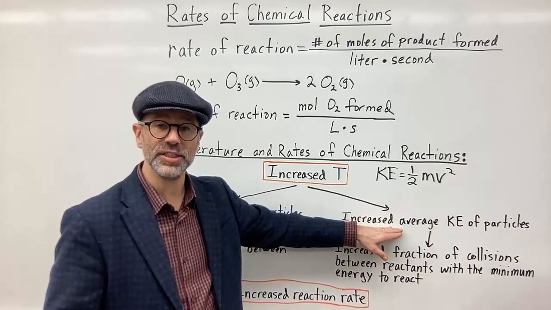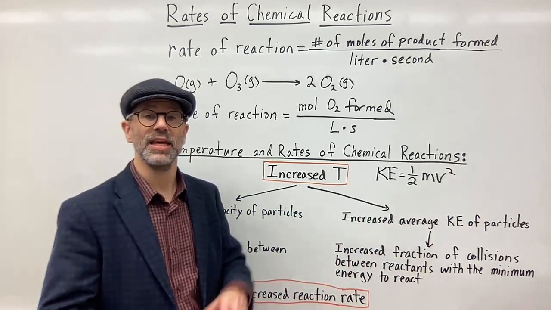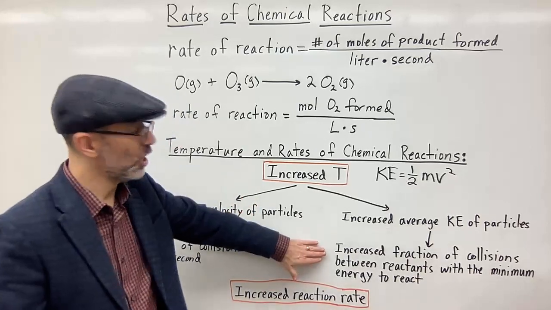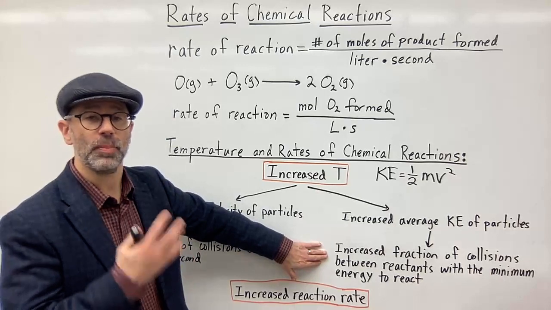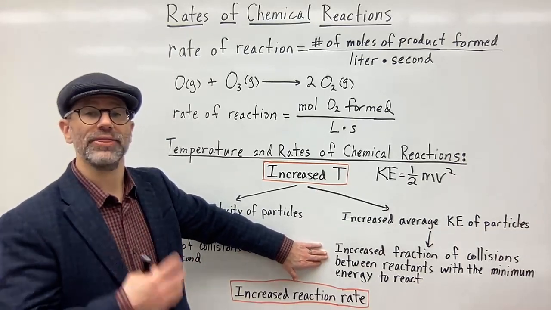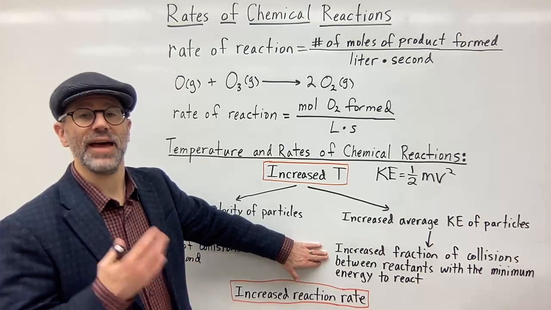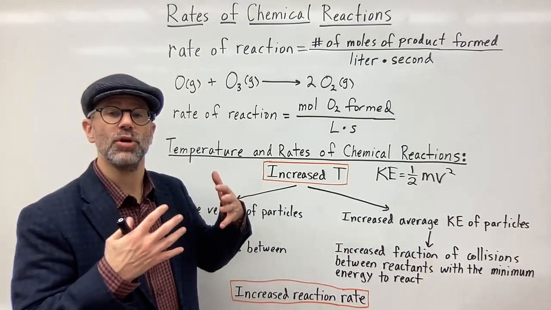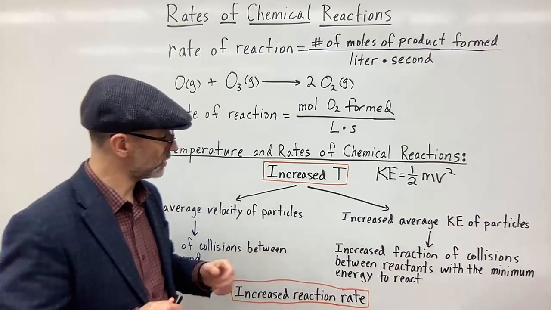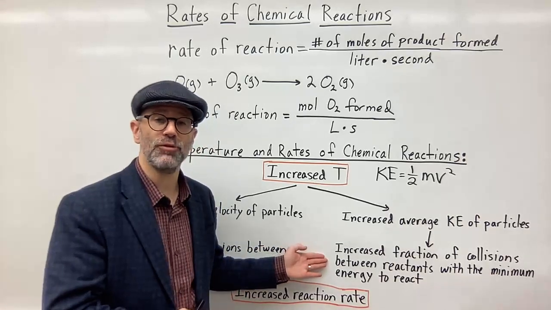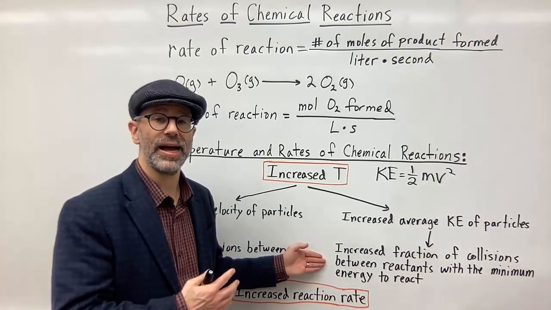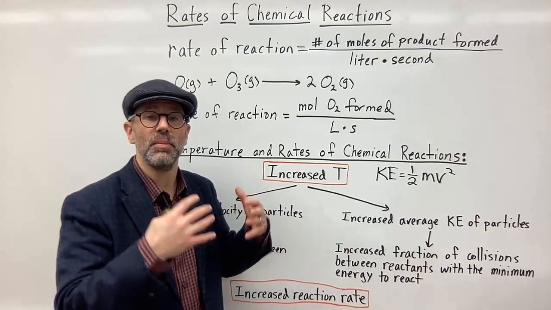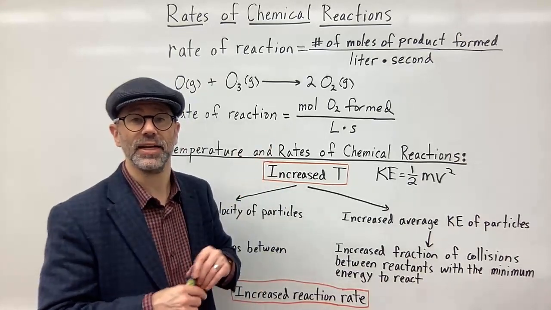So the kinetic energy is increasing. What does that mean as far as the amount of energy needed to overcome that activation energy? Well, then you're going to have more molecules or more particles that are traveling with the minimum amount of energy that is needed to get them over that hump, to get them over the activation energy in order to form that activated complex. So you're going to have a larger fraction of particles that are going to collide between the reactants with the minimum needed energy to reach that activated complex.